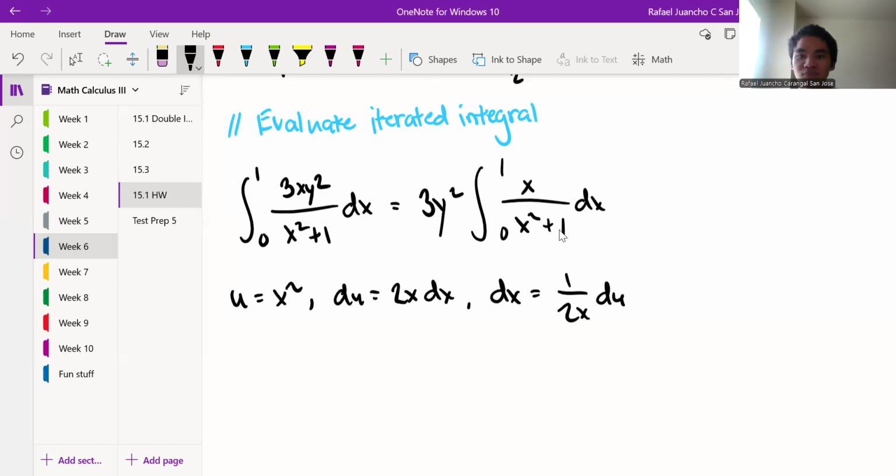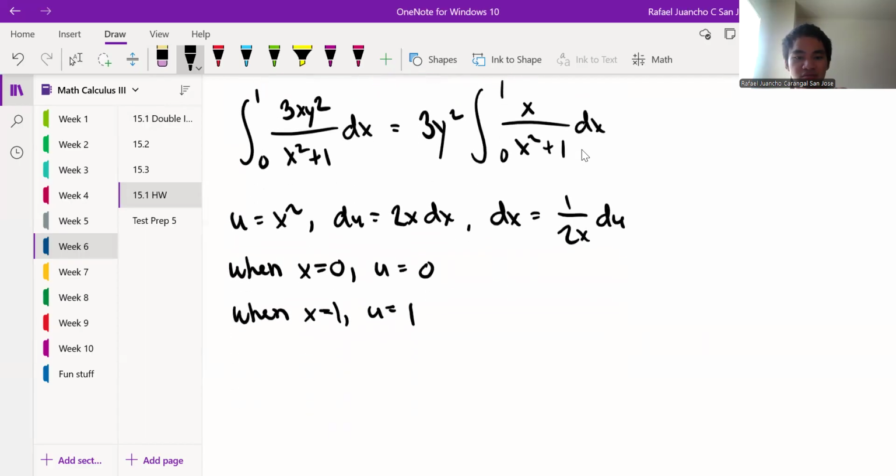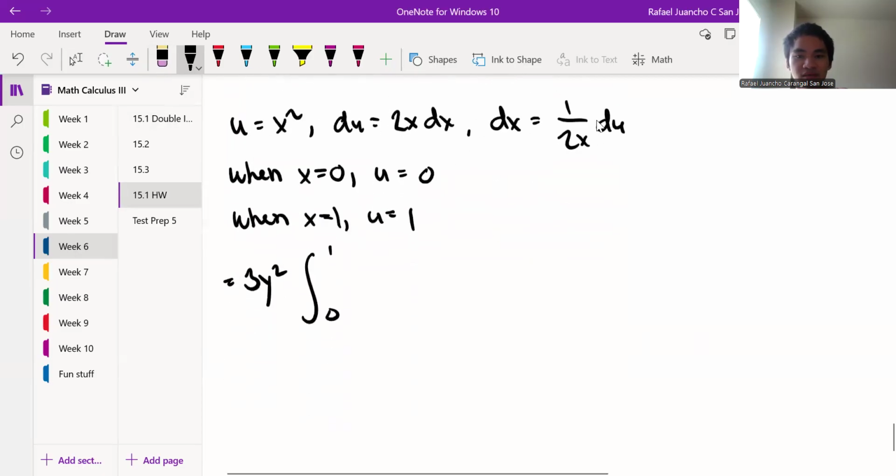And I think that works. Then when my x is 0, my u is 0. And then when my x is 1, my u is 1. So we have the same thing. So here we get 3y squared, 0 to 1. Here we have x over u plus 1, and then 1 over 2x du.